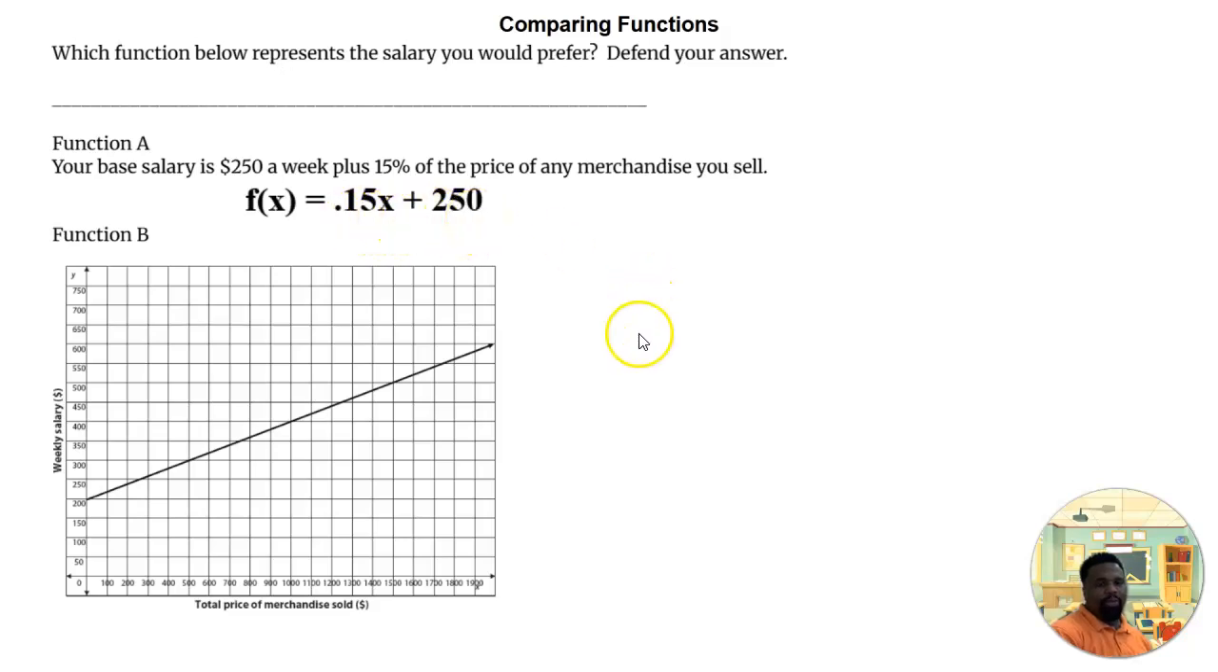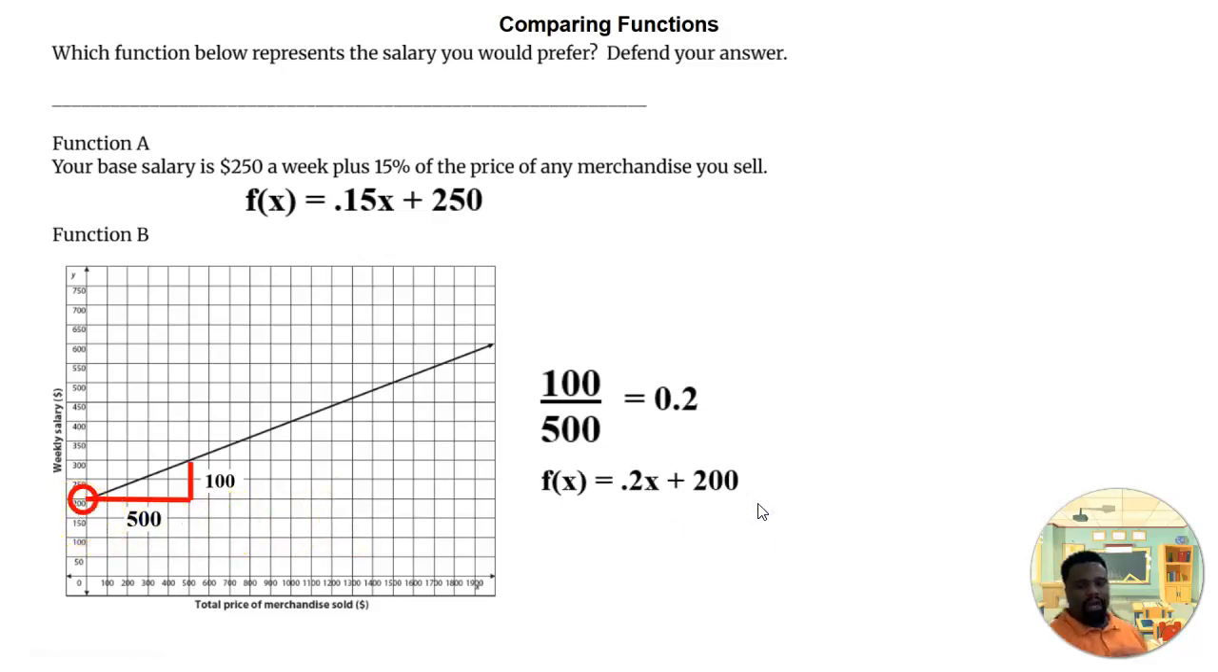All right, and then look at function B. If we find our rate of change, our slope, our rise over our run, so 100 over 500, that gives you 0.2. So that's 0.20x, and then look at where your y-intercept is, at 200. So 0.2x plus 200. So let's compare.